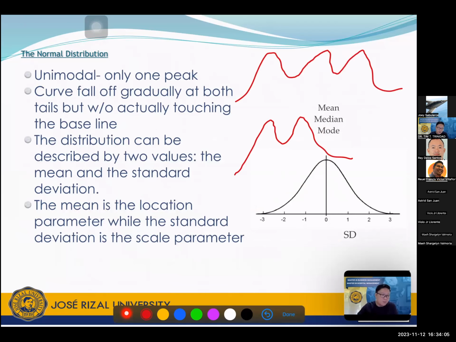Okay, so a normal curve is unimodal. Isa lang dapat yung mode niya. So the distribution can be described by two values: the mean and the standard deviation. So the distribution will be best expressed in terms of mean, median, mode, and your standard deviation. Okay.